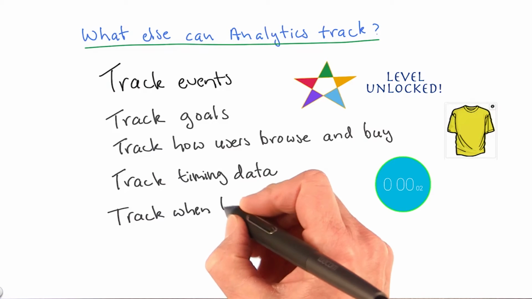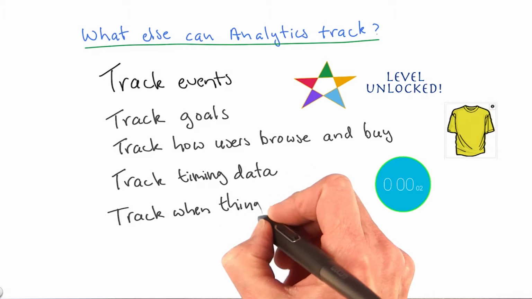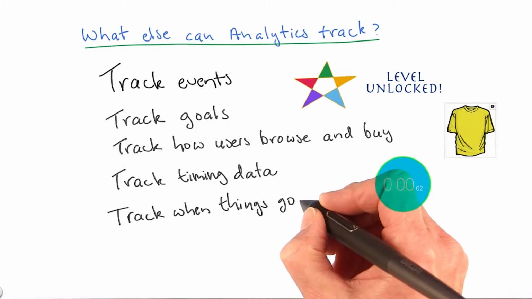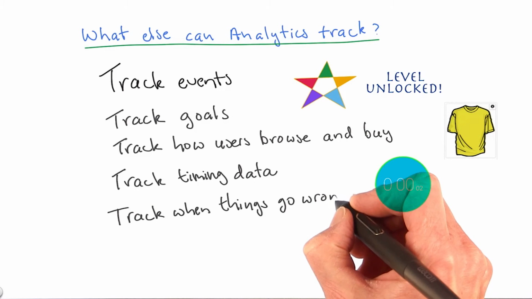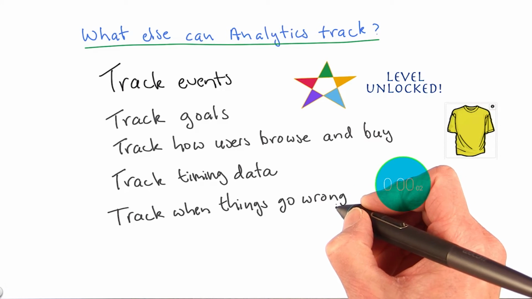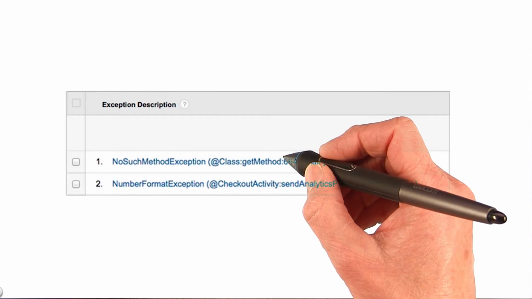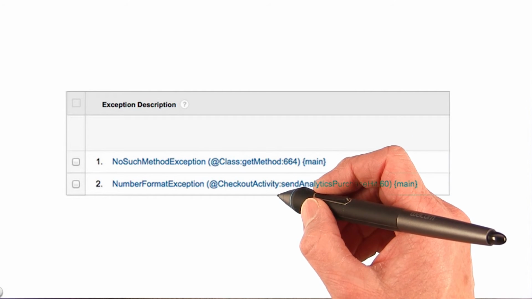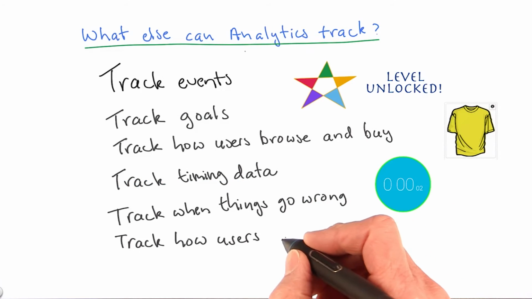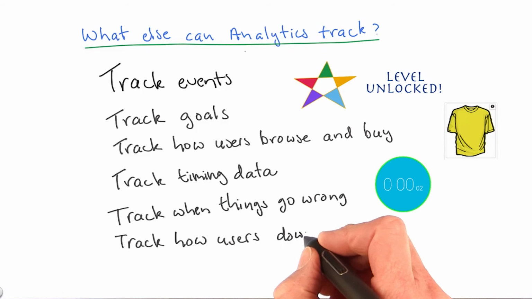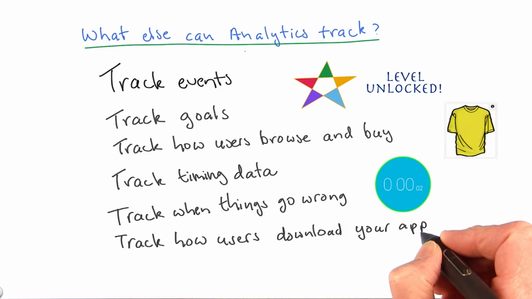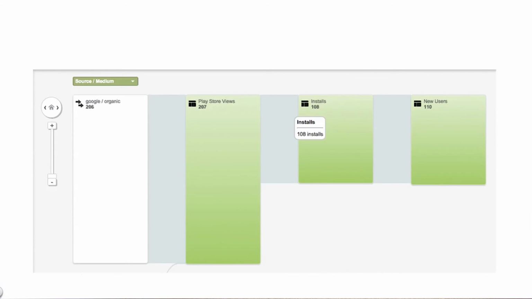And you can track when things go wrong. You can send data to analytics when your app throws an exception, or in the hopefully unlikely event, has a crash. So here you can see I've got a couple different exceptions. You can also track how users download your app. In this course, we're not going to put our app on the Play Store, so I'll leave you to explore how to track download sources in your own time with an app that you've published to the Play Store.